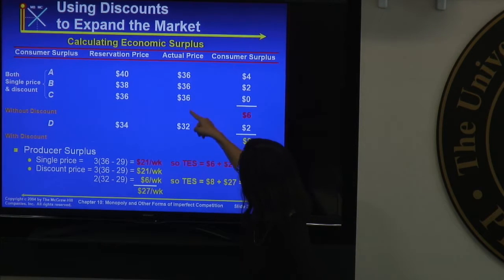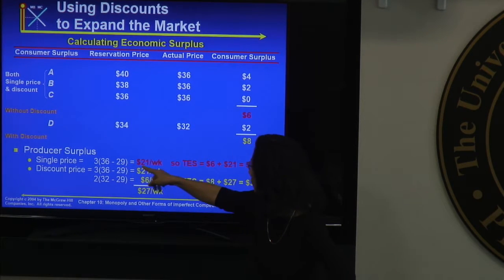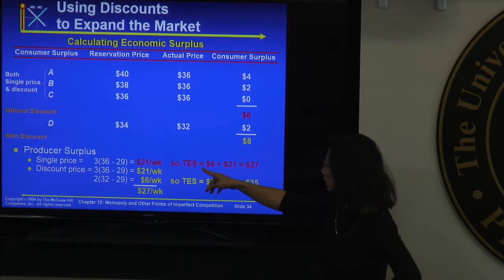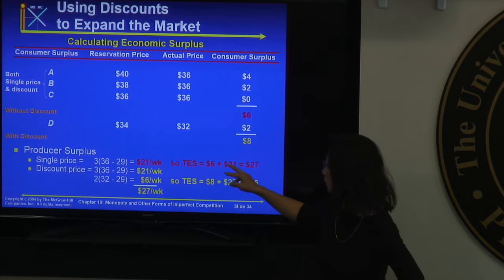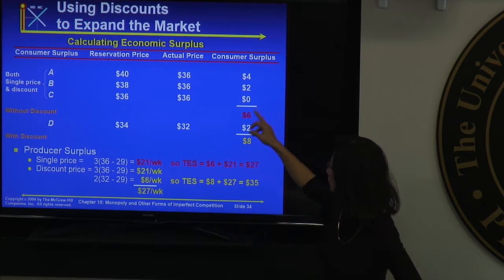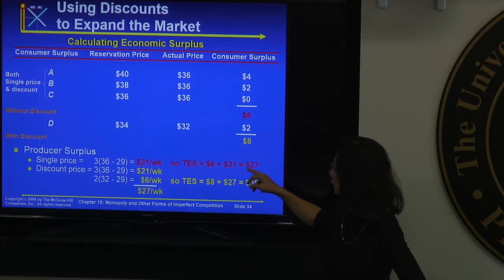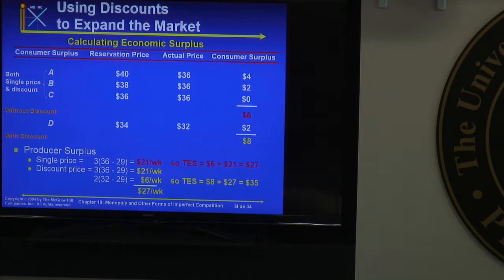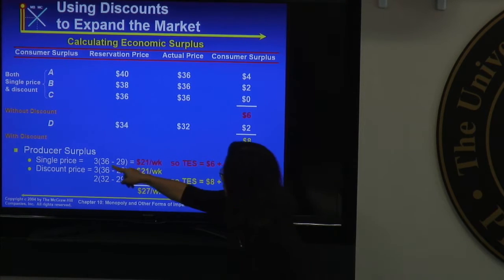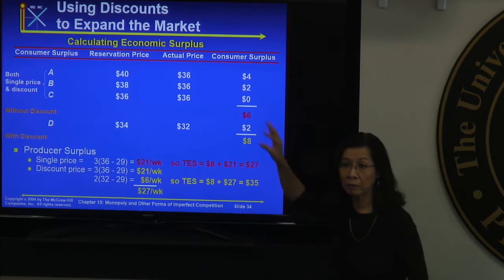36 because that's how much you charge. 29 is a marginal cost, so you have 21. So then the total economic surplus, you would take that producer surplus of 21 plus consumer surplus of 6, you got 27. Because in the first case, monopoly, single price monopoly, we only had 3 students. And that's why you only had 3 here, and you only take the top 3.